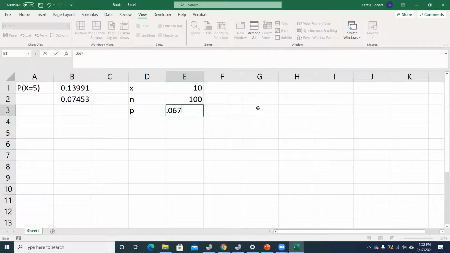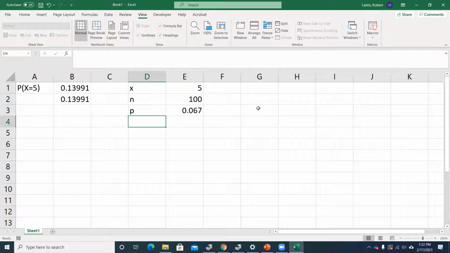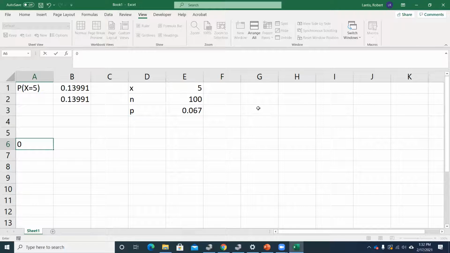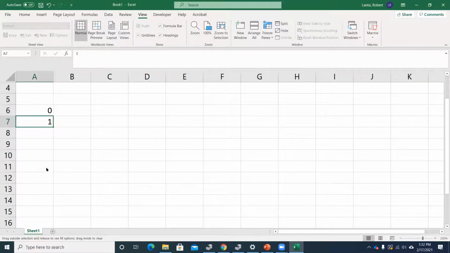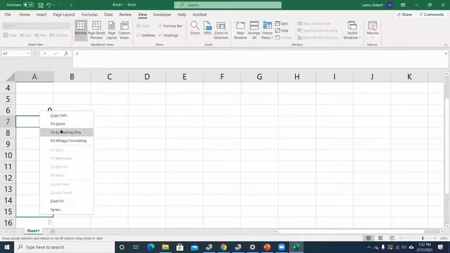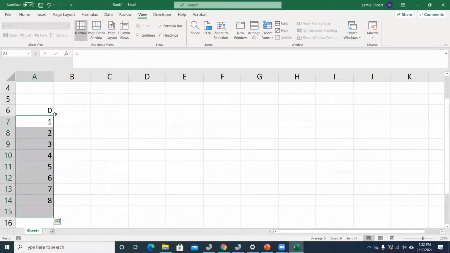But if we change this back, I'll show you something else that's a nice little trick. The lowest I could see is 0 out of 100 people being millionaires, then 1 person out of 100, and so on and so forth. So a nice little trick in Excel: if I right-click and drag this down and hit Fill Series, it'll just keep going up by 1.